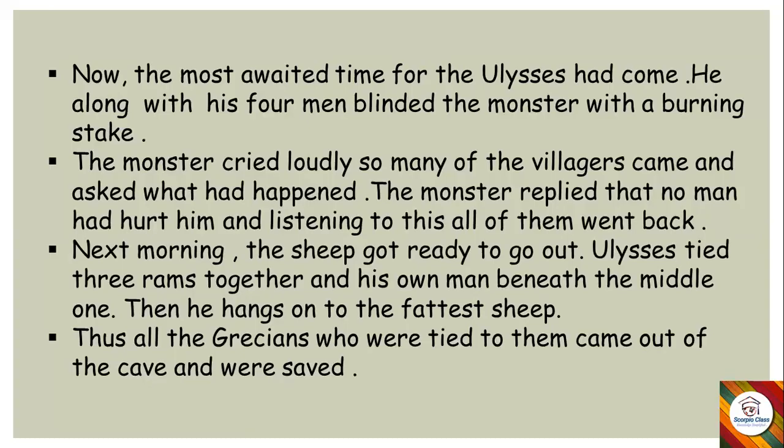The next morning, the sheep got ready to go out. Ulysses tied three rams together and his own man beneath the middle one. Then he hung on to the fattest sheep. So, what happened next morning when again the sheep got ready to go out for grazing? Ulysses tied three of the sheep together so that they could go in a line properly together. And one of his men was tied below the middle ram so that he could not be seen. They could not be seen and they could safely go out along with the sheep.